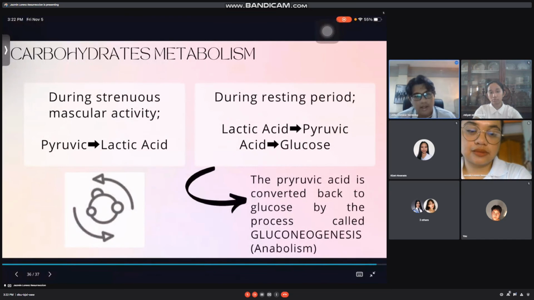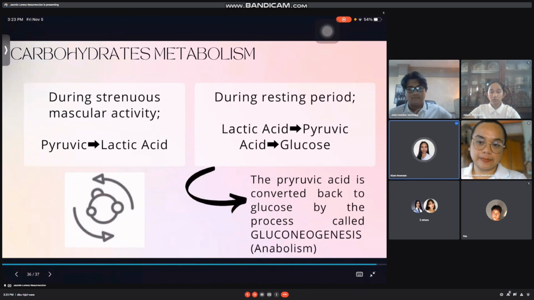All right. Who would like to lastly expound on this final diagram? I want to try again. Okay. During strenuous muscular activity, for example, when we are jogging or exercising, the pyruvate in our body will be converted into lactic acid. And during a resting period, just like when we are sitting, that lactic acid will be converted back into pyruvic acid, and that pyruvic acid will be converted back again to glucose. That process is called gluconeogenesis or anabolism.